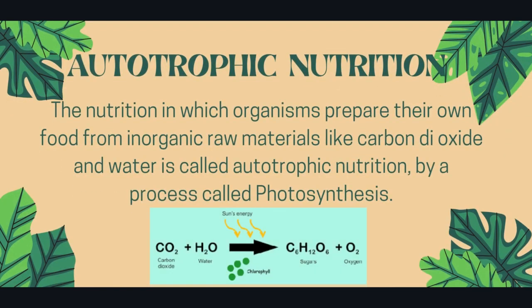Autotrophic nutrition is a nutrition in which organisms prepare their own food from inorganic raw materials like carbon dioxide and water by a process called photosynthesis. We are basically talking here about green plants. They carry out a process called photosynthesis by which they obtain nutrition. The chemical equation of photosynthesis is given here. On the reactant side, we have carbon dioxide and water, which in the presence of sunlight and chlorophyll make the products C6H12O6, which is glucose, and oxygen.